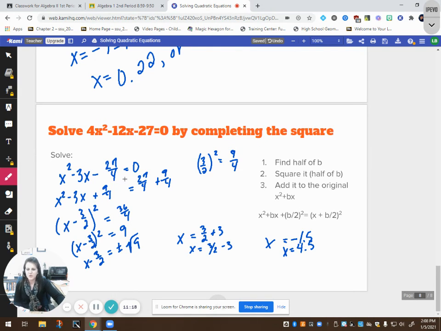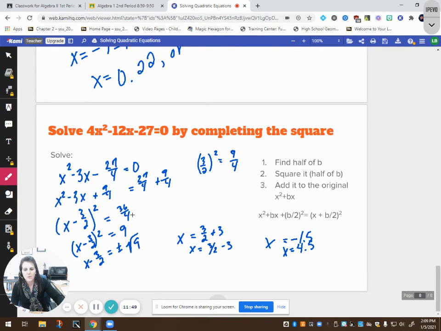All right, so let me run you through this really quick before I end this video. I moved the 27/4 over. I took half of the middle term, which was negative 3. Half of negative 3 squared gives me 9/4. So I add 9/4 to both sides to keep that property of equality true. Then I rewrote it using the complete the square method. So x minus 3/2 squared. Since this is a perfect square trinomial, I can do that. And I added these together and got 36/4.